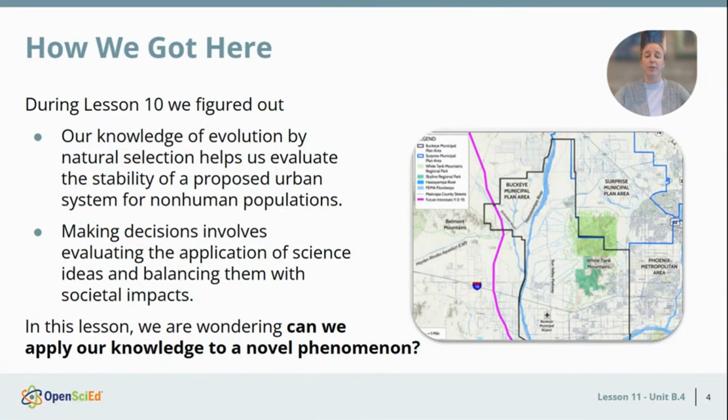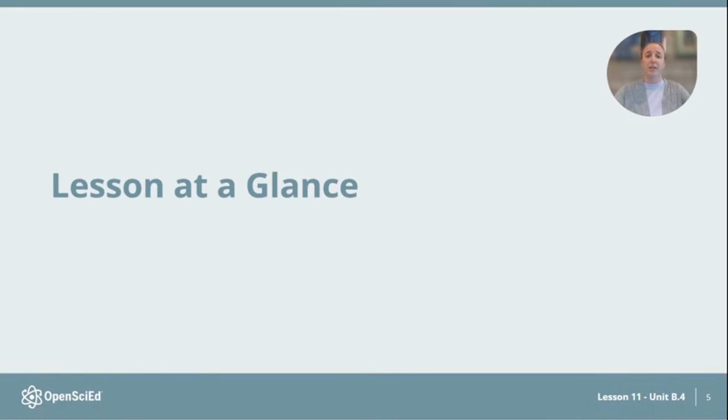During Lesson 10, we learned about two design proposals for the expanding Buckeye area and evaluated the best plan moving forward. We used our knowledge of evolution by natural selection to help evaluate the stability of each proposed urban system for non-human populations and learned that making decisions involves evaluating the application of science ideas and balancing those ideas with societal impacts. In this lesson, we are wondering if we can use our knowledge about natural selection and genetic diversity to a novel phenomenon. Let's take a look at the highlights for Lesson 11.